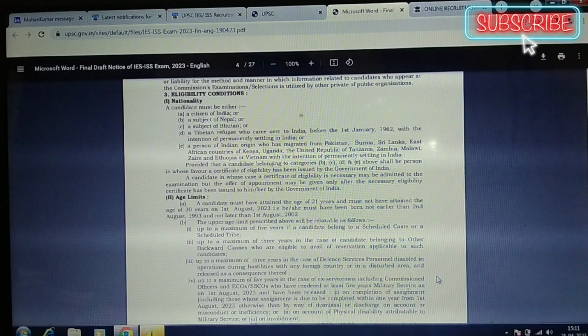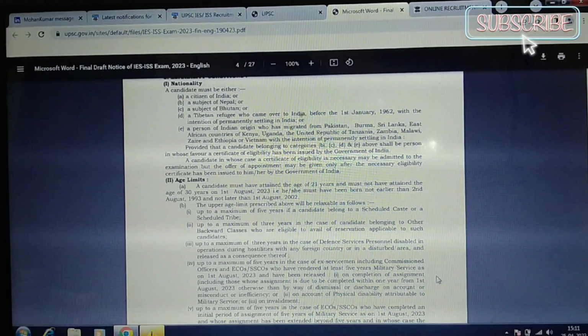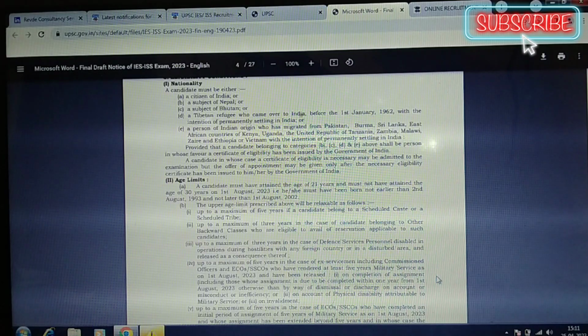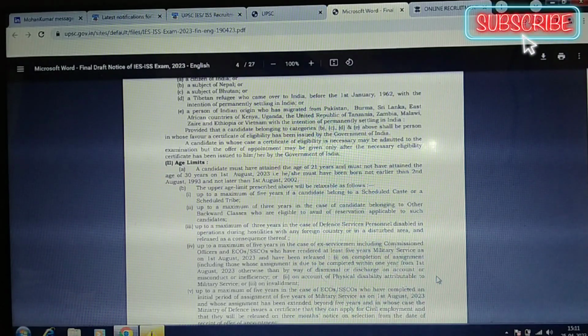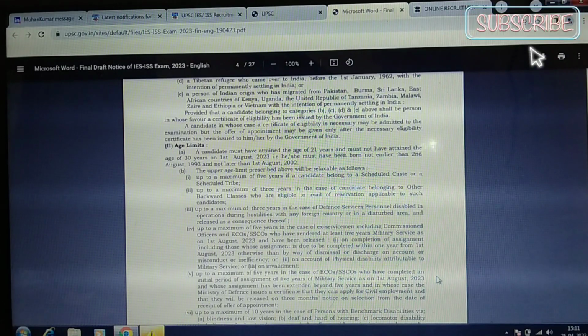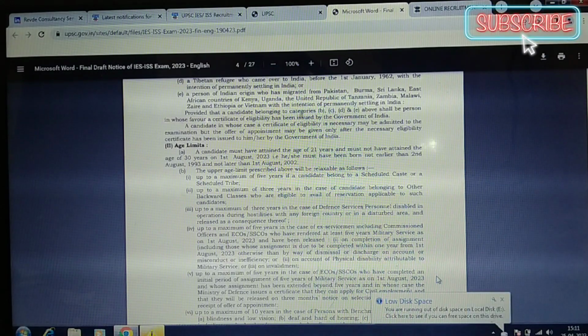The age limit: a candidate must have attained the age of 21 years and must not have attained the age of 30 years on 1st August 2023, that is, born not earlier than 2nd August 1993 and not later than 1st August 2002. The upper age limit is relaxable as follows.